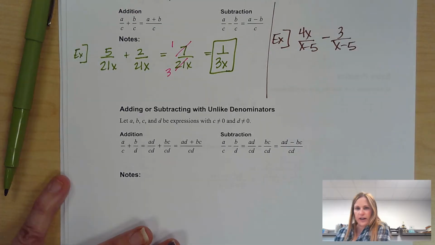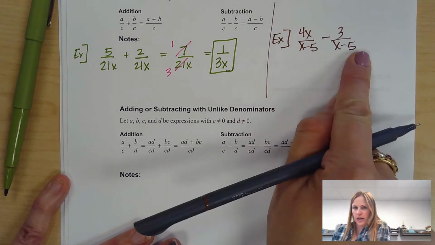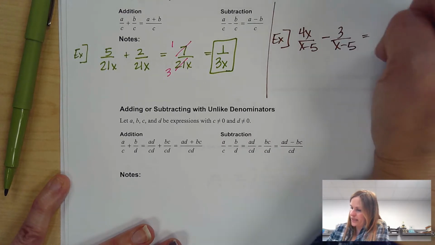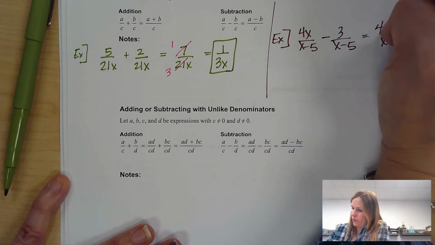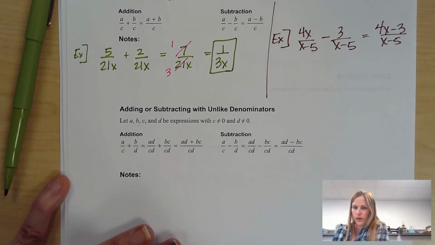So this is subtraction, obviously, but notice that my denominators are the same. So we're going to keep the same denominator, and this time we're going to subtract the numerators. So it's 4x minus 3. That's how it would look.